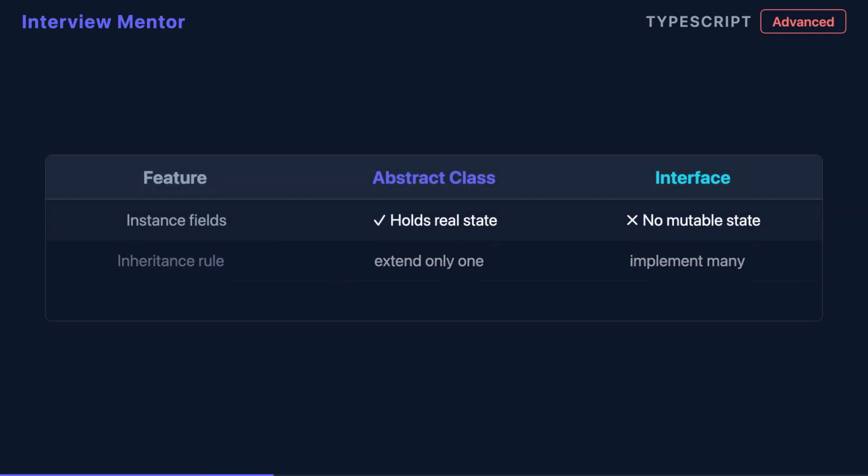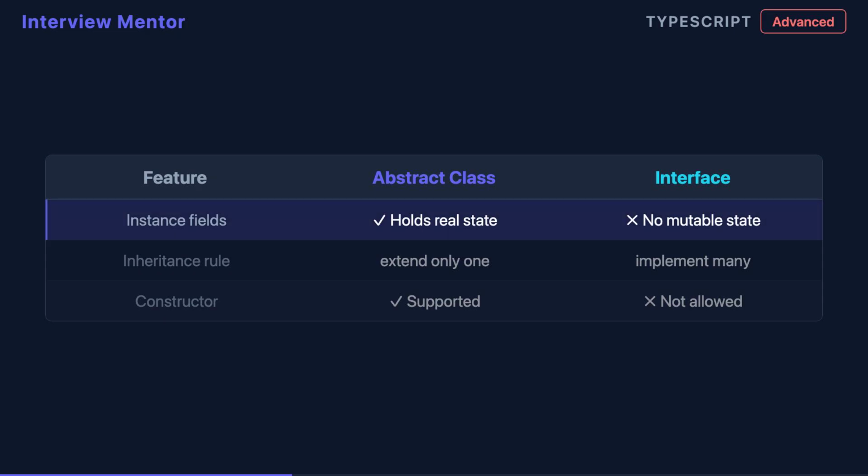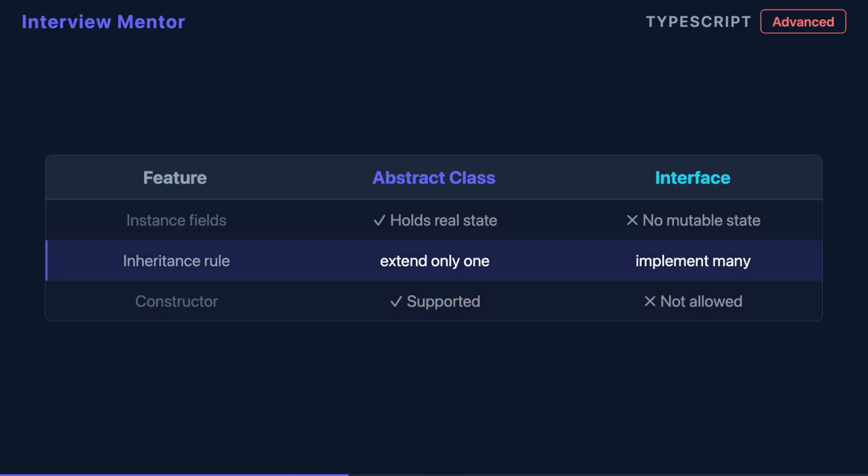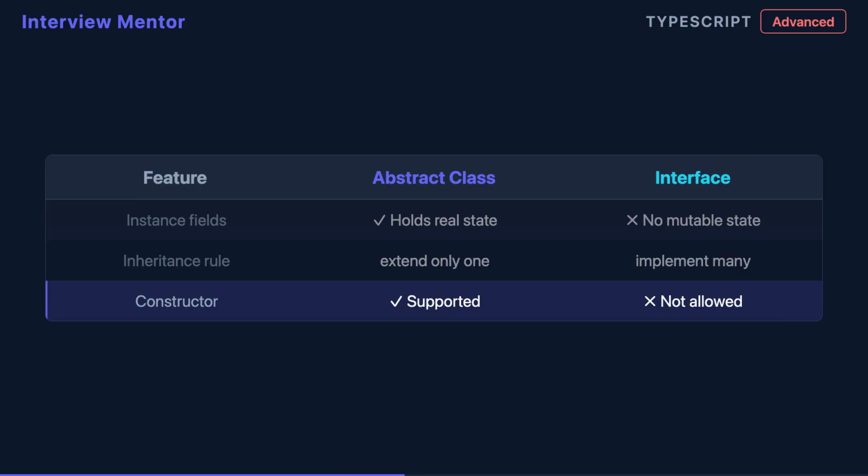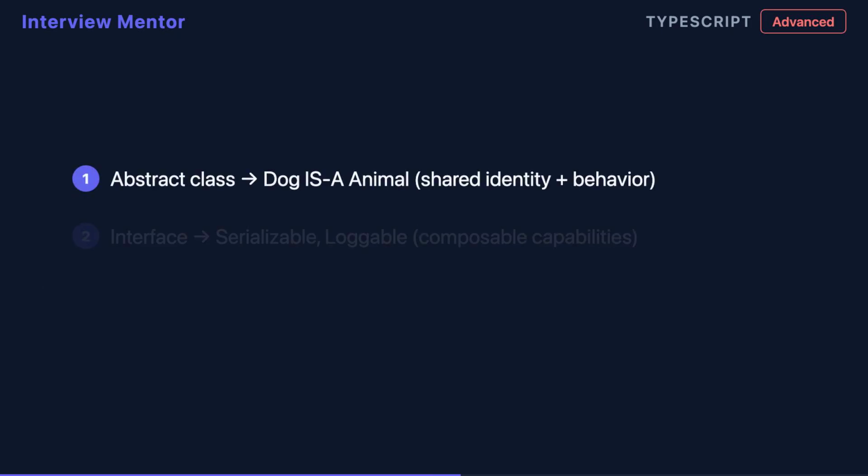Two more structural differences. A class can implement multiple interfaces, but can only extend one abstract class. TypeScript enforces single inheritance, and unlike interfaces, abstract classes support real instance fields with mutable state. If your base type needs to own data, say a stored connection string or a cached result, interfaces simply cannot help you there.